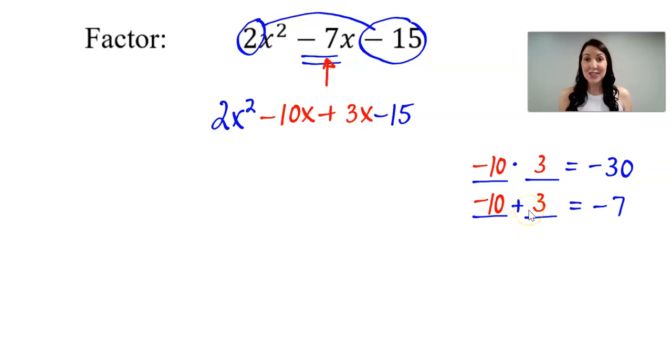Now notice I have not changed the problem at all. So if you add negative 10x plus 3x, that does go back to negative 7x. It's important to notice we have not changed the original problem.